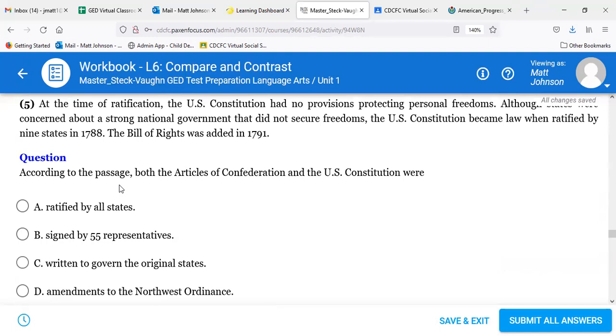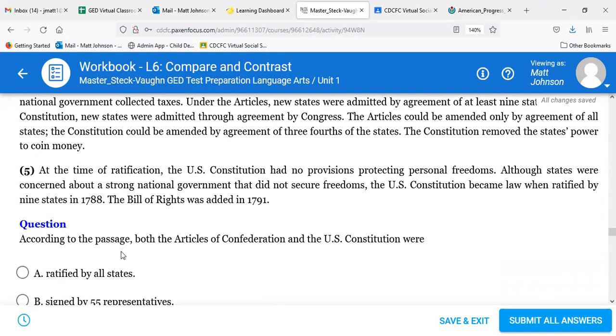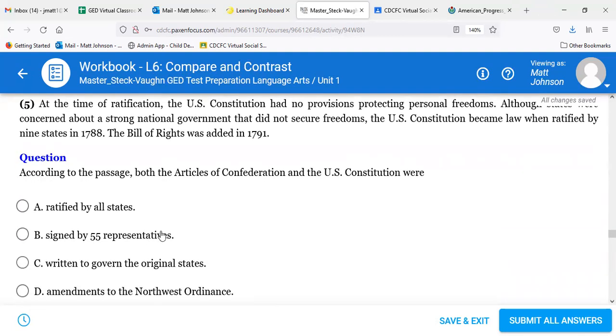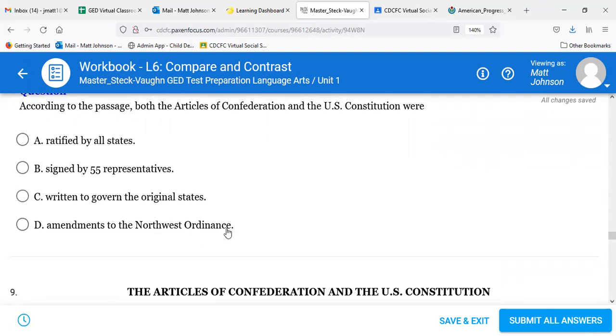Okay, so our first question, number 8. According to the passage, both the Articles of Confederation and the U.S. Constitutions were A, ratified by all states, B, signed by 55 representatives, C, written to govern the original states, or D, amendments to the Northwest Ordinance. It's C. C as in cat.